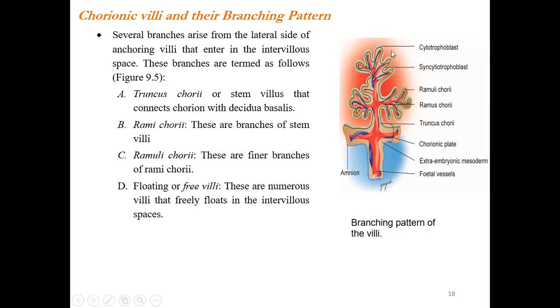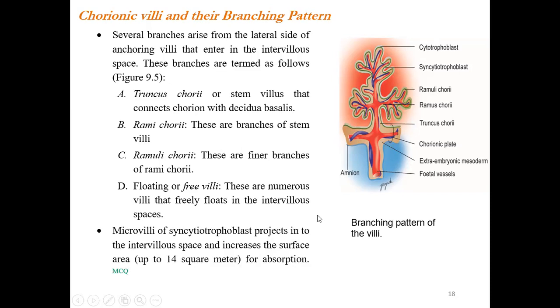Then there are free floating villi, or the floating villi. These are the numerous villi which float freely in the intervillous space. So there are four branching patterns you will be seeing. That is the truncus chorii, the rami chorii, the ramuli chorii, and from the ramuli chorii we will see free villi or the floating villi.